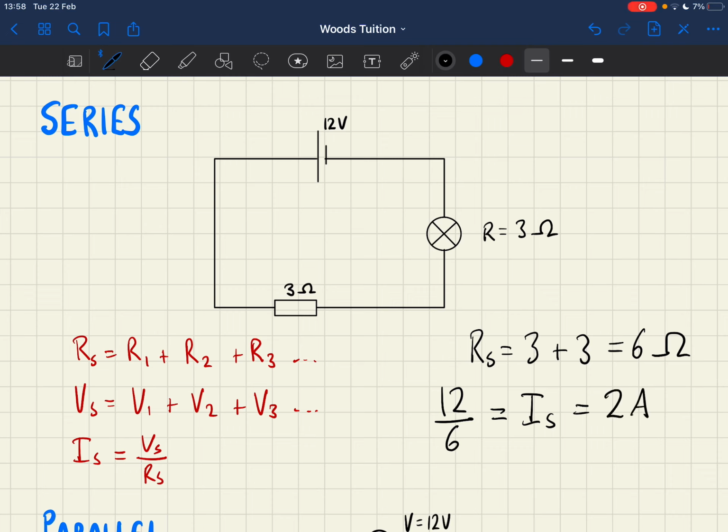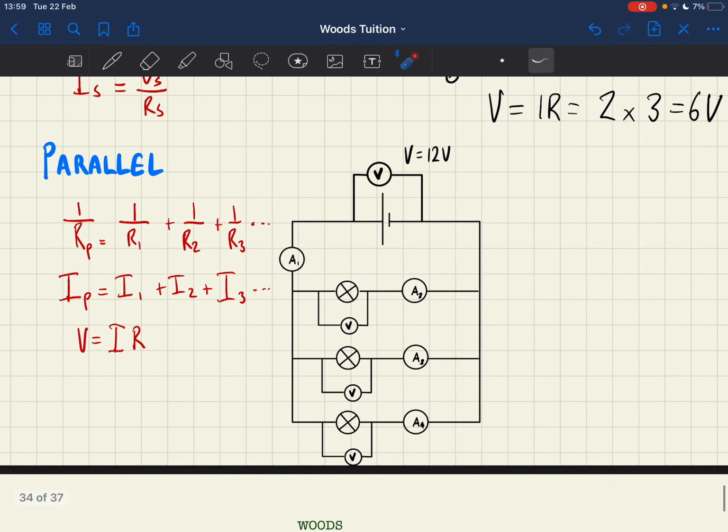So going through this resistor, we've got R equal to 3, and we've still got a current of 2 amps. So the voltage across that resistor is going to be V equals IR, which is 2 times 3, which is 6 volts. As they're both 3 ohms, it's going to be the same. So we've got our 12 volts potential difference coming through here, and we're going to have 6 volts across this component and another 6 across that component.